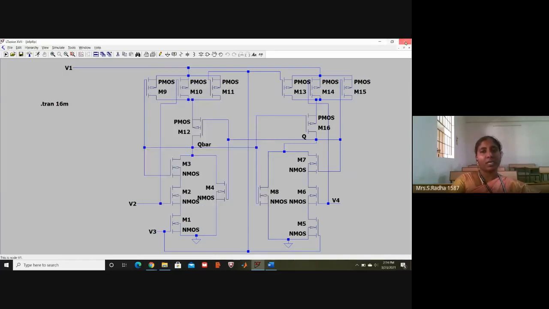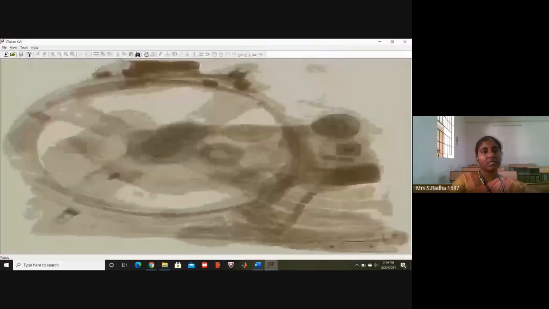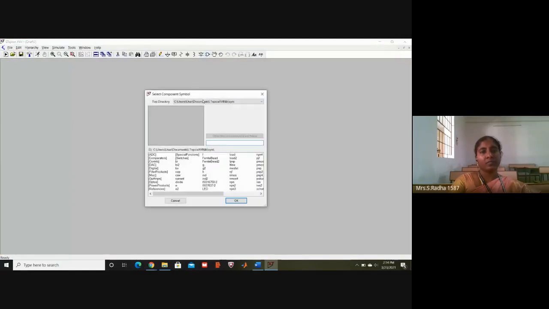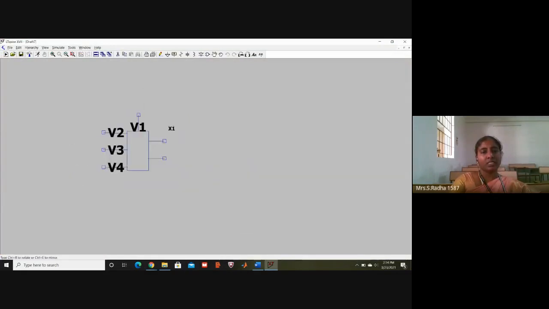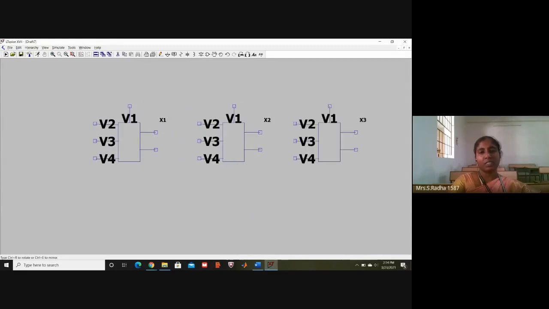Now I will open a new file and then create the asynchronous counter. I am opening a new file. Go to components. First I will go with a 3-bit asynchronous counter. I will take this JK flip-flop. For a 3-bit counter, 3 JK flip-flops are required. And all the VDDs I will connect together, and I will give one supply VDD for this.